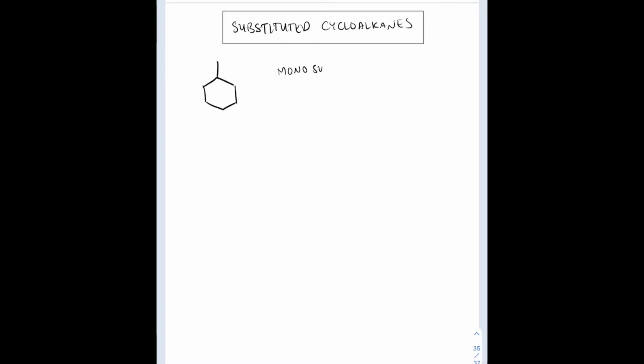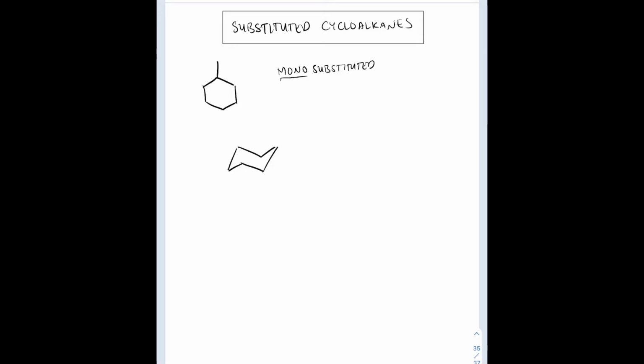More specifically, it is a mono-substituted cycloalkane. Okay, so mono meaning one, and it only has one substituent, and so that is what this methyl cyclohexane is. And so we can draw this in the chair conformation, just as we did before. So draw our parallel lines, draw a nice little angle there, and there's one chair conformation, right?